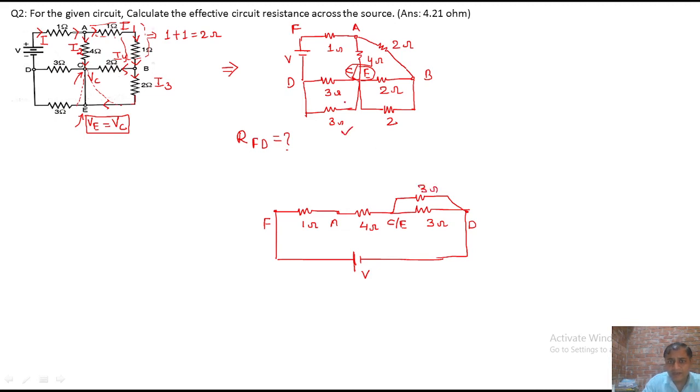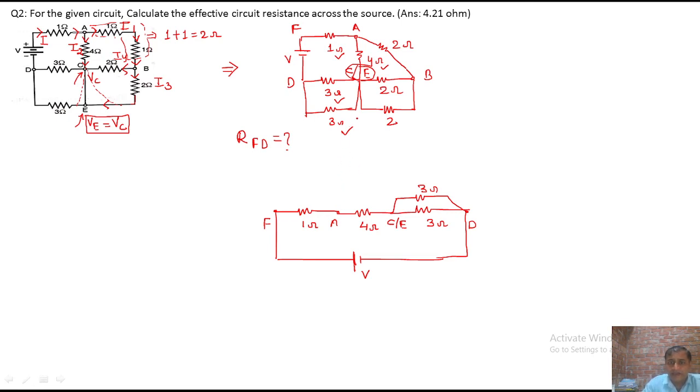This 3 has come. You have written this, drawn this, the 1 is drawn, the 4 is drawn, what remains is these 2, 2, 2. Now C and E are the same point. This C or E and B. Where is the B point? There is no B point here.